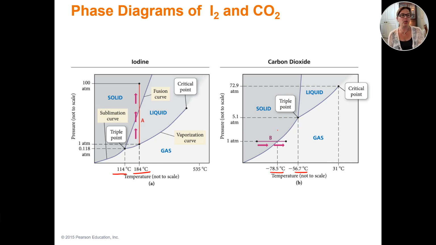Okay, so when we're talking about carbon dioxide being a gas here at, I don't know, maybe 10 degrees Celsius, when we're talking about iodine being a gas, we're talking about well over 184 degrees Celsius.